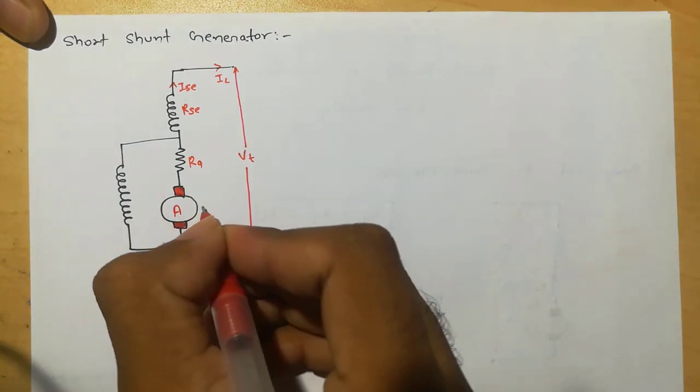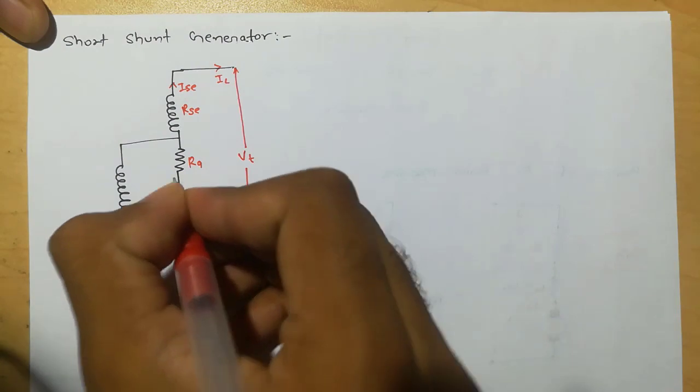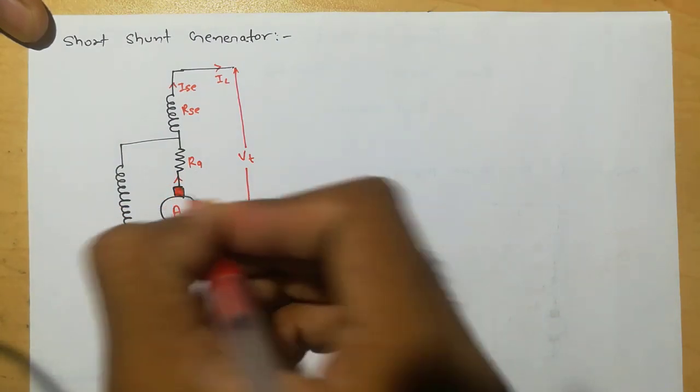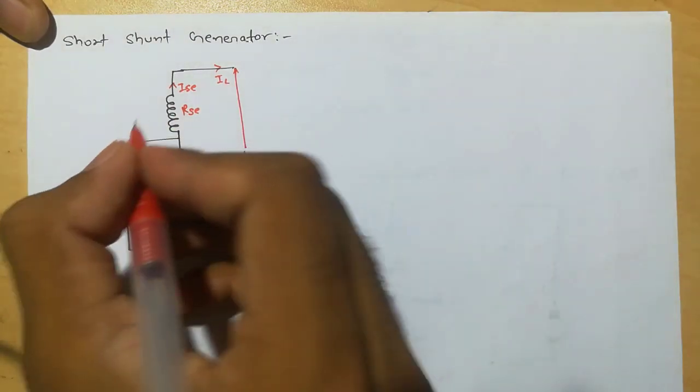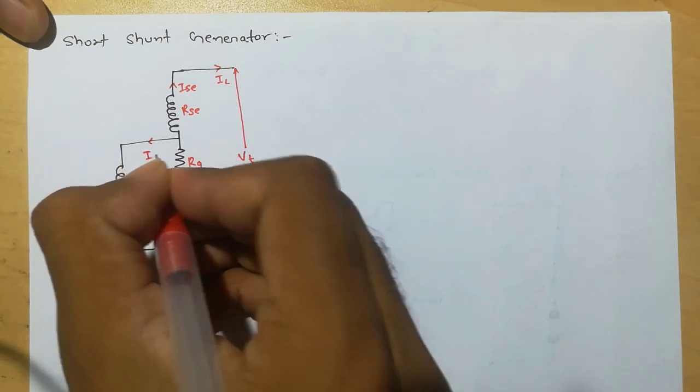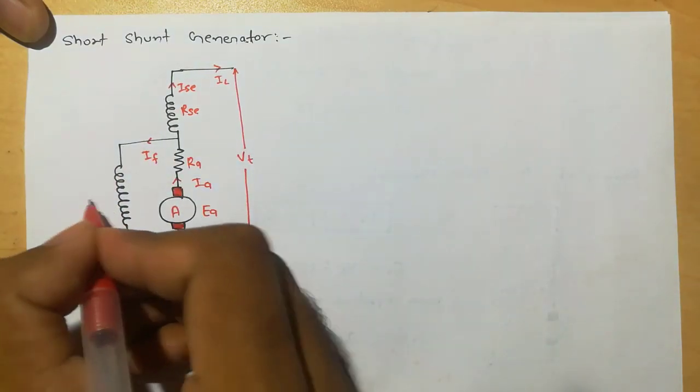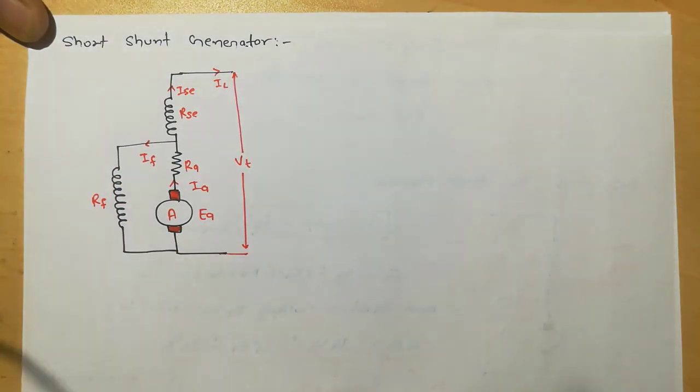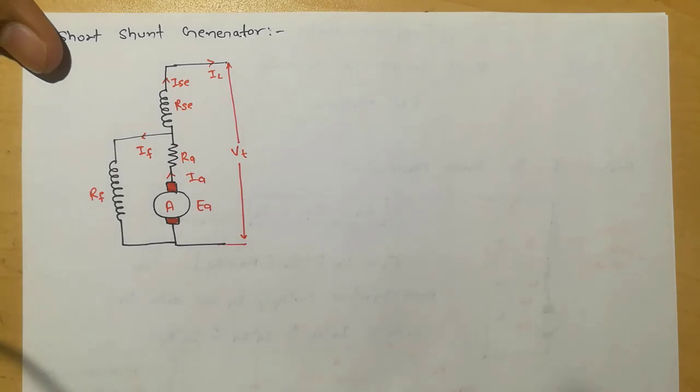Here in this armature, the induced voltage is Ea, and the current extracted from the armature is Ia, which is divided into the field current If, and the shunt field winding resistance is considered as Rf. Okay, so this is the notation for the short shunt generator. Now we will do the analysis part for this.